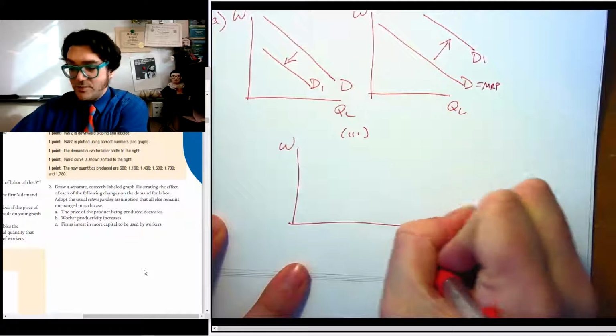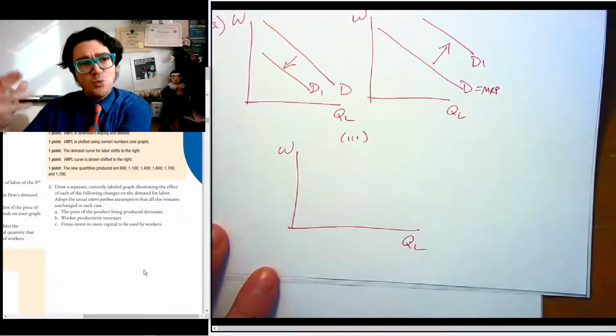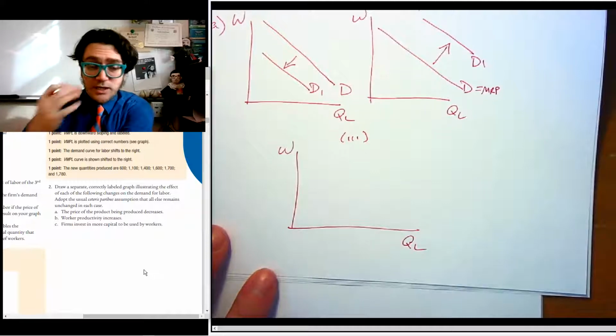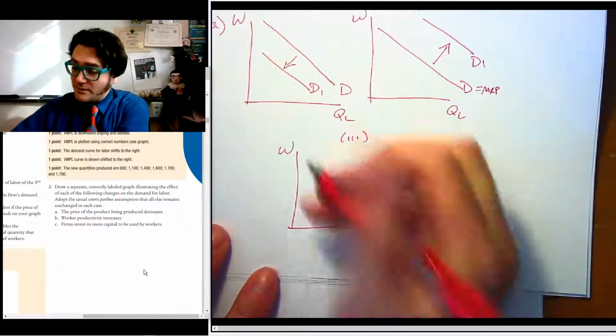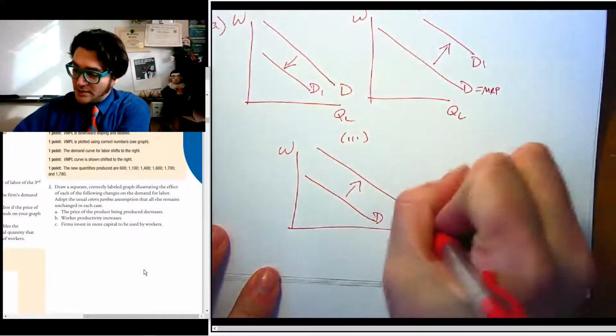wage, quantity of labor. It says firms invest in more capital to be used by the workers. So that means each worker has more machinery, which means that they're more productive. And so we would say increase D to D1.